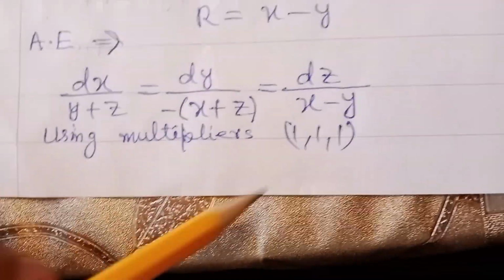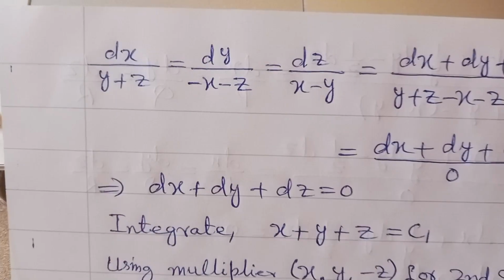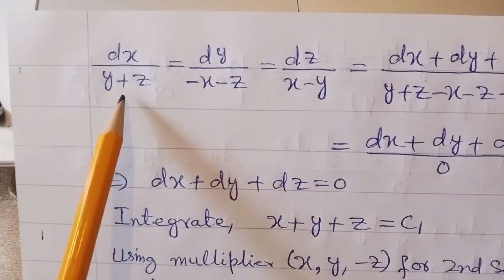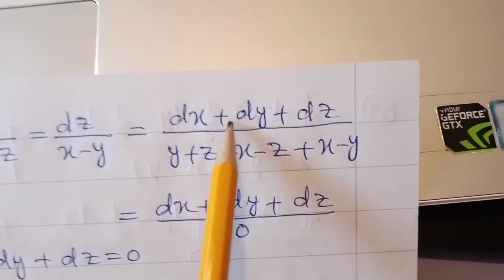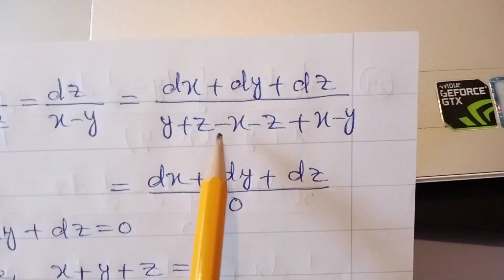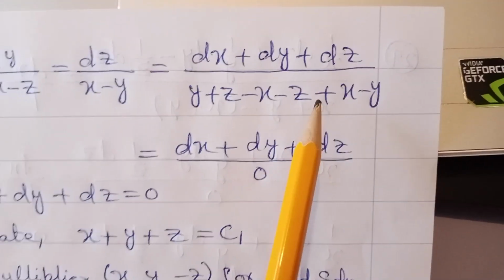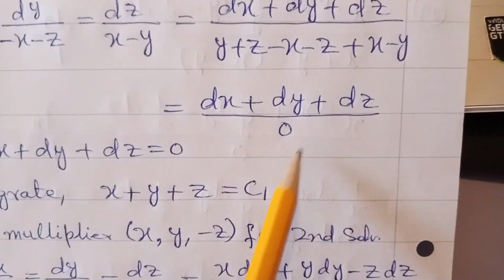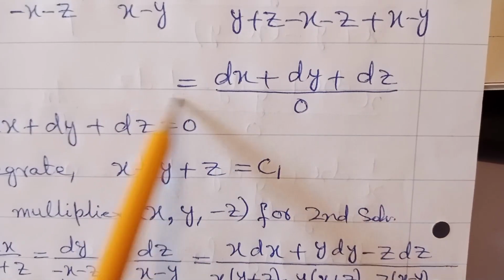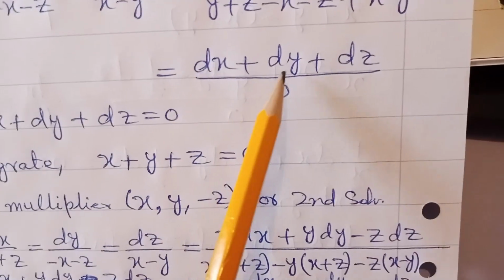By using this multiplier, all the terms will provide 0 in the denominator. So look at this, what happened? We are using this multiplier so that this equation, dx upon y plus z, dy upon minus x minus z, dz upon x minus y, can be written as dx plus dy plus dz upon y plus z minus x minus z plus x minus y. Here l, m, n is 1 1 1, so all the terms will be cancelled out, so the remaining term would be dx plus dy plus dz upon 0. This 0 will be multiplied at the left hand side to all the terms, so the remaining term becomes dx plus dy plus dz is equal to 0.